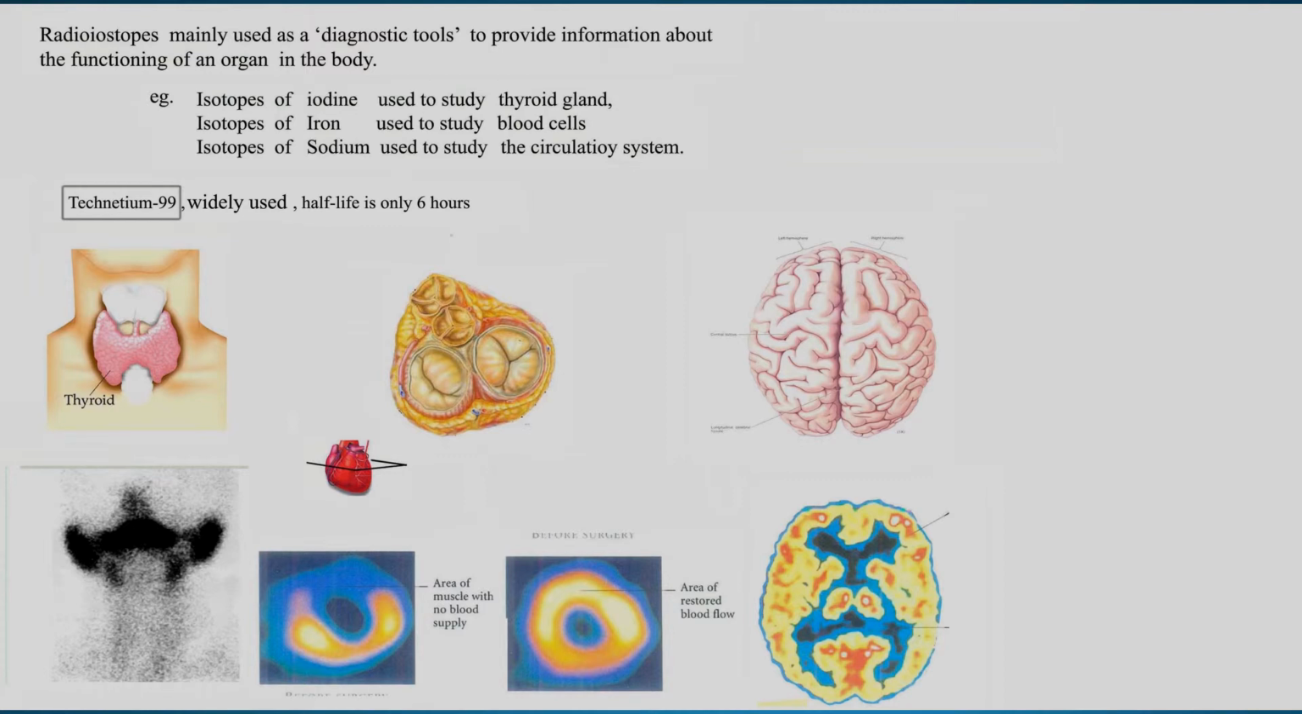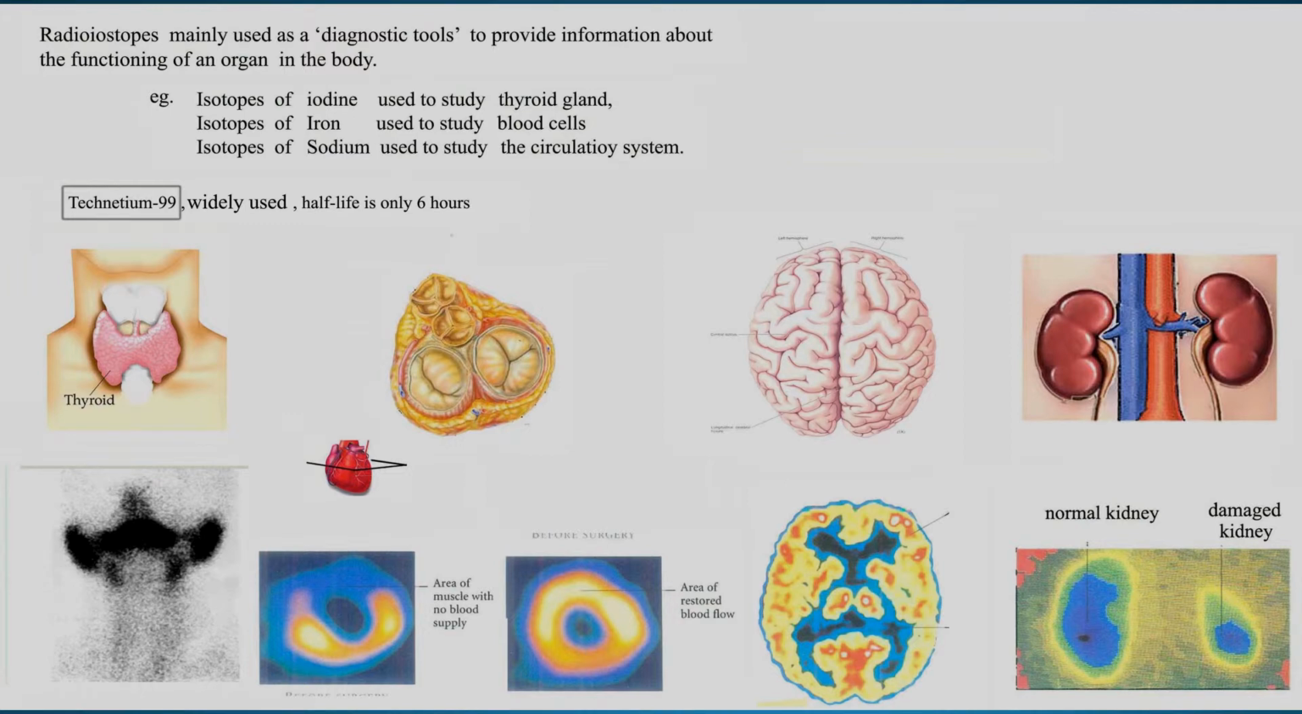The brain. To study the brain, like in people who suffer from Alzheimer's disease, we see whether a certain part of the brain is functioning, whether it flares up when they are thinking or not. So this is a diagnostic tool. Kidney: you can see one part of the kidney should absorb sodium, but how come the other part doesn't absorb sodium? Maybe it is kidney failure or kidney damage.